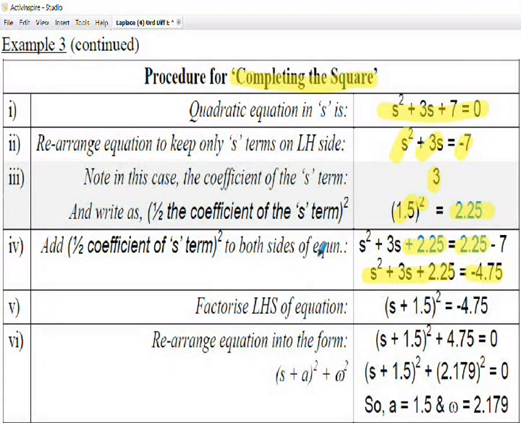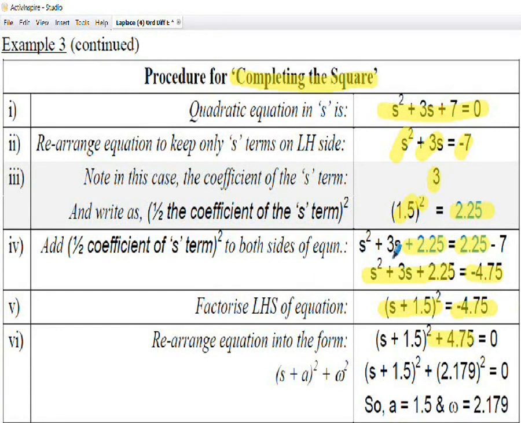Step 5, we factorise now on the left hand side, so that becomes s plus 1.5 all squared, the 1.5 being half of the 3, and that's equal to the minus 4.75. Step 6, we bring the constant back over to the left hand side by adding 4.75 to both sides.